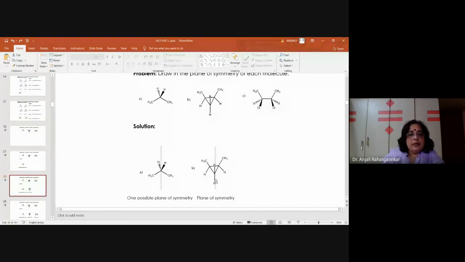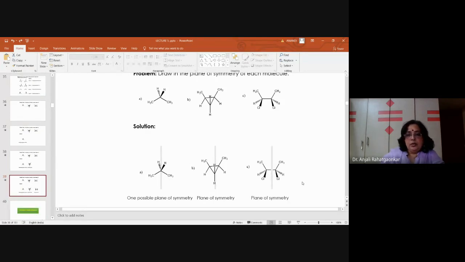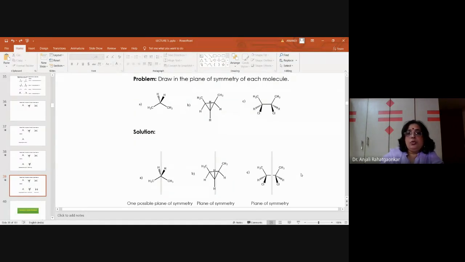Okay? How many people did it correctly? Let's go to the third. Again there is a plane of symmetry. Okay, so such types of questions may be asked in the examination also. So you should be able to draw the plane of symmetry, or some may ask the center of symmetry also, or the axis of symmetry, etc.